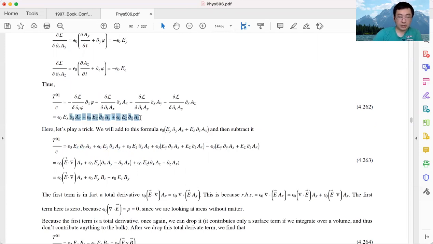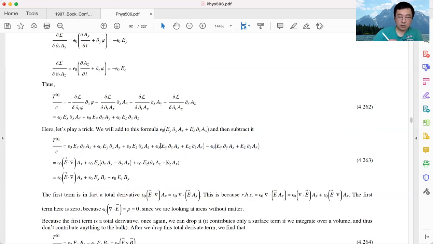Okay. This is t0,1 over the speed of light. And now let's play a trick. The trick I'm going to play is adding one term to my t0,1 over c. I'm adding this term, and to make sure that I didn't change anything, I also subtract this term. I add one term and then immediately subtract itself, so I didn't do anything.